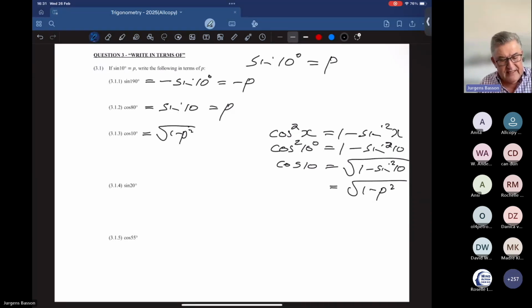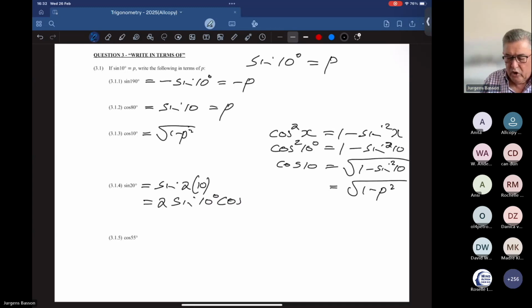The sine of 20, remember 10 was given. It's very obvious that this is a double angle, 2 times 10. And now we write it as 2 sine 10 cos 10. Now the sine of 10 is p, and the cos of 10 is the square root of 1 minus p squared. So you will see this one is now easier because of the fact that I asked the previous one already.